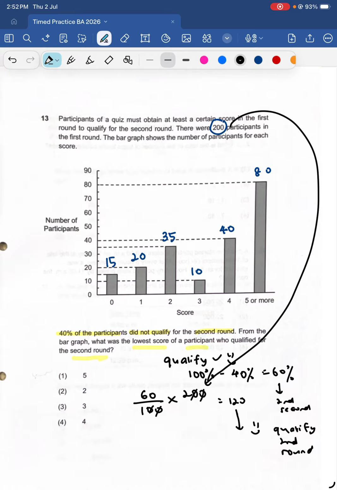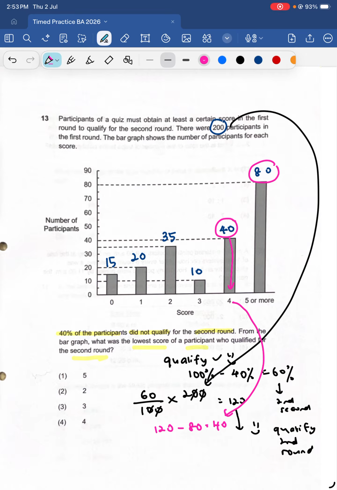Of course, they say they need to obtain a certain score to qualify. Of course, in order to qualify, you will get the participant with the highest score. So let us take a look. If the score is 5 or more, you got 80. If I take 120 minus 80, I will get 40. Just nice, there's 40 participants who scored 4 points actually can also qualify for the second round because only 60% can qualify.